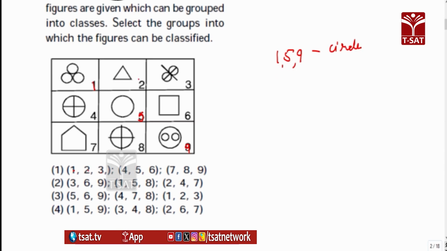Now what is the second one? In the second figure you are having polygons, like a triangle here, with 3 angles or lines. So when you are having triangle, square and pentagon, I can make them into one particular group. So 2, 6, 7 forms one group based on which character? Based on polygon.